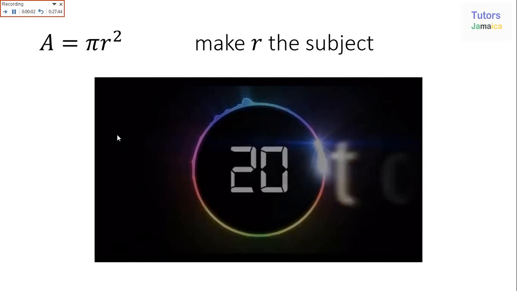So let's look at this other one. I think this is the final one that we'll be looking at for today. A is equal to pi r squared, and we're going to make r the subject of the formula. So just take 20 seconds to do this, and then we'll show you how to do it on screen.